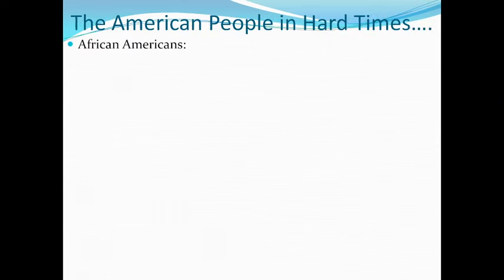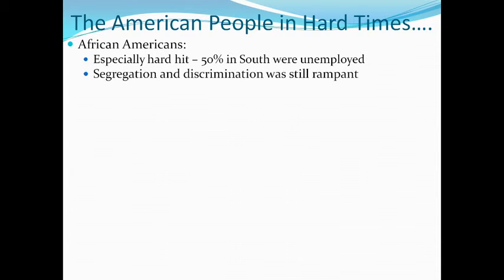Continuing on, let's see how African Americans did. They were especially hit hard. Almost 50% in the South were unemployed. And as you may imagine, segregation and discrimination were still rampant, maybe even worse.